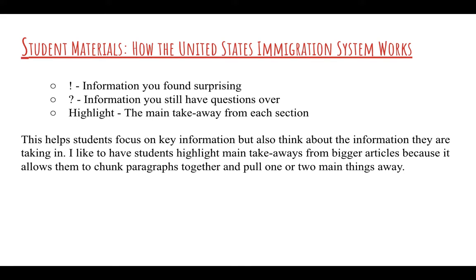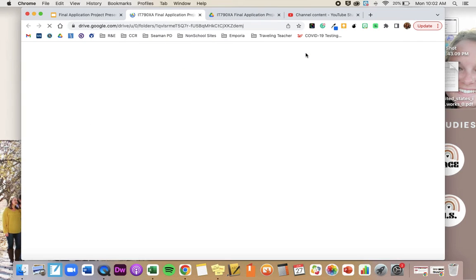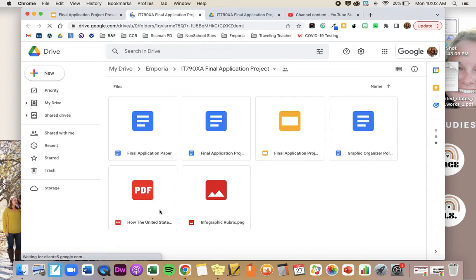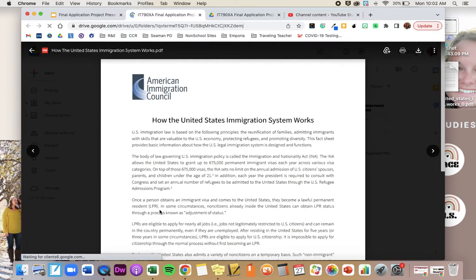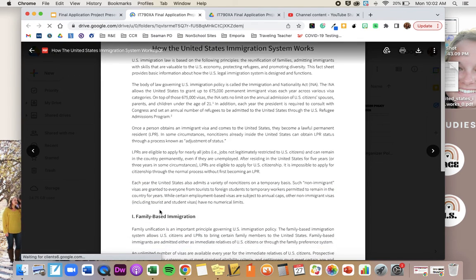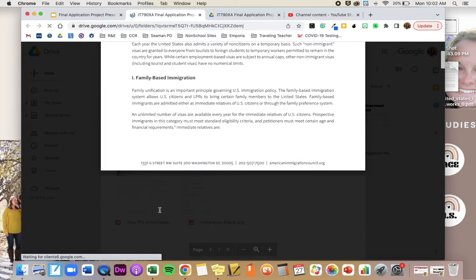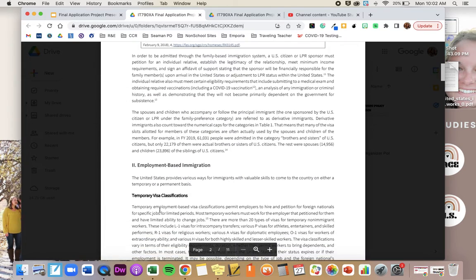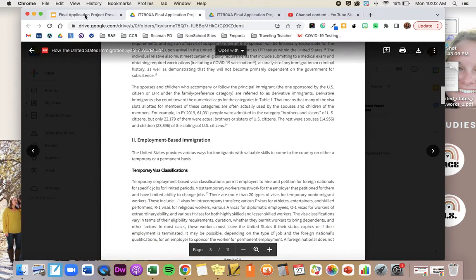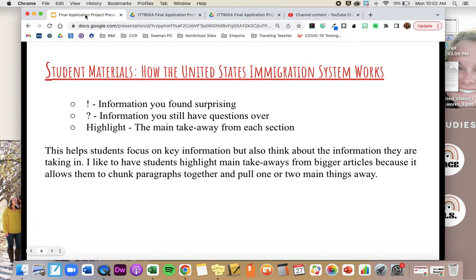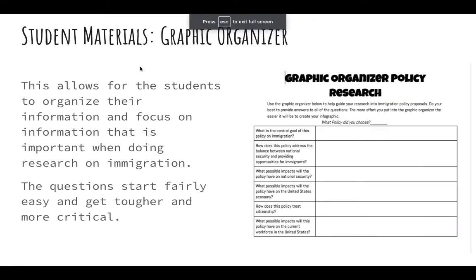So some of the materials, here's the materials again, how the United States immigration system works. I'll show you, it is a pretty lengthy document, but you are able, with the close strategy symbols, to break it down, chunk it up, which is again a big part of the cognitivism. If it loads, there you go. Family-based immigration, there's employment-based immigration, and so on and so forth. So the close strategies is really important when trying to break down and allow students time to take in some of that information. The next one is the graphic organizer.